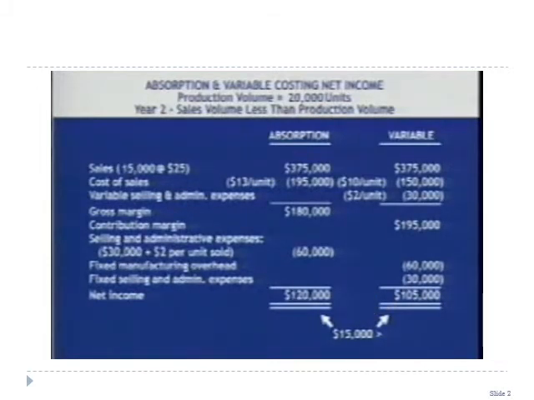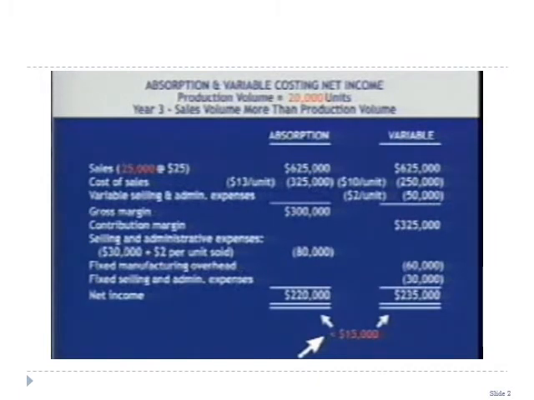When production exceeds sales, as in year 2, absorption costing net income exceeds variable costing net income. Sales of 25,000 units exceed production by 5,000 units in year 3, consuming all the units produced in year 3, and the 5,000 units left over from year 2. In this case, absorption costing net income will be less than that of variable costing by $15,000.